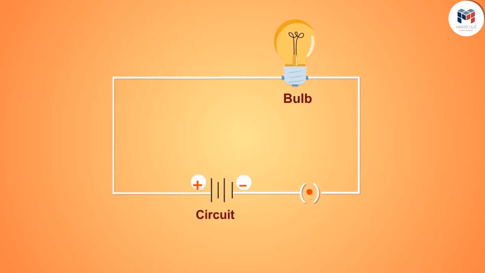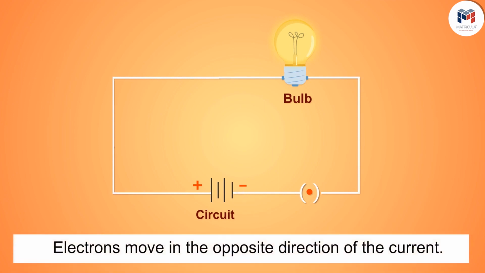But what does this positive and negative mean? These positive and negative signs indicate the direction of current in the circuit. The electric current starts flowing from the positive terminal of the battery and ends at the negative terminal. It is also to be noted that electrons move in the opposite direction of the current.